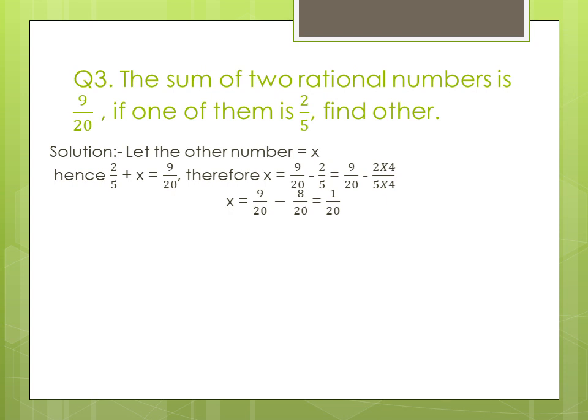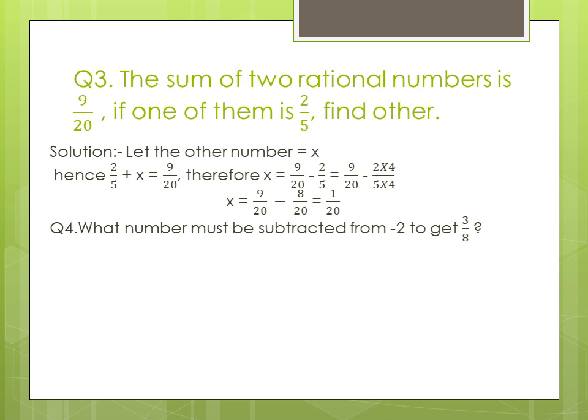Again we have to take the LCM of 20 and 5, which is 20. So this 5 has to be converted into 20. So by which number it has to be multiplied? 4. So numerator also has to be multiplied by 4. So we got 8 upon 20. Now if you see both the denominators are same, then 9 minus 8 will give us 1. So 1 by 20 is our answer. This was the question for addition. Now look at some other question.